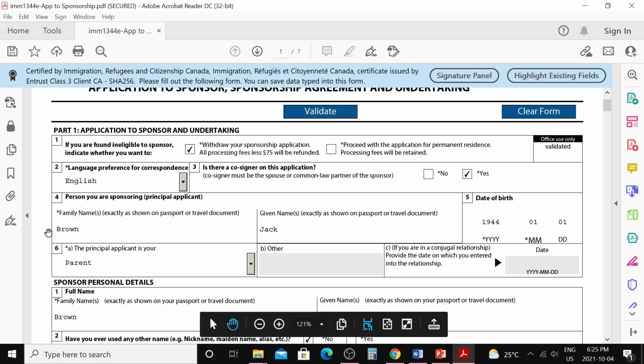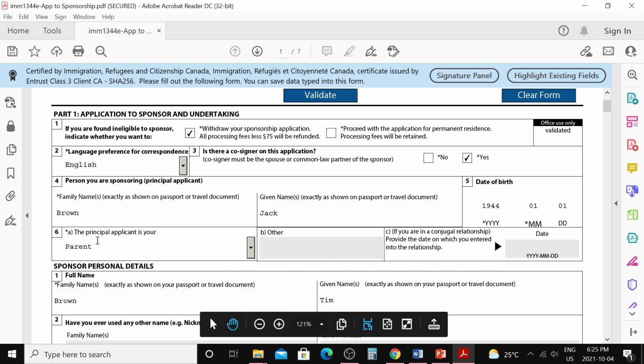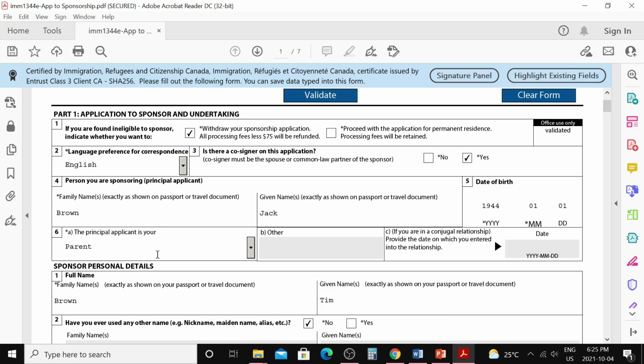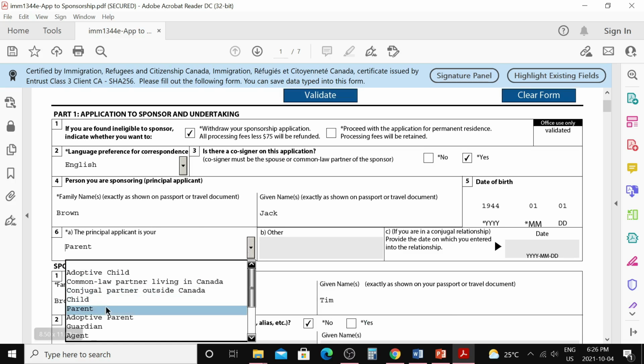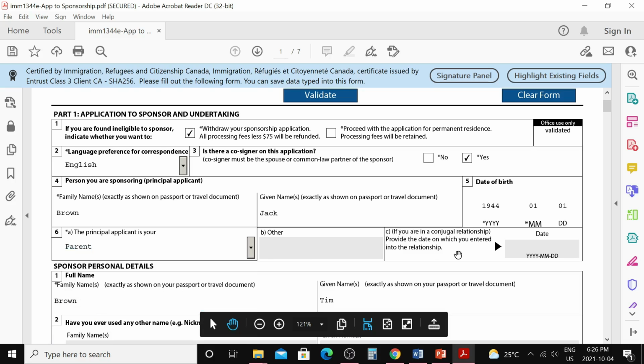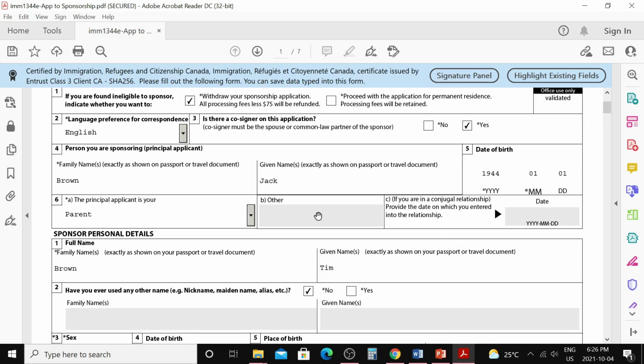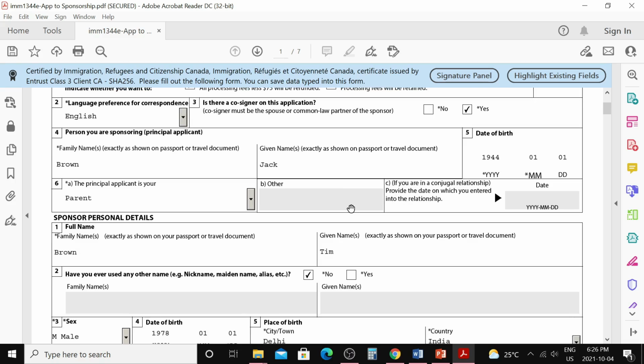In my case, suppose the family name, the surname, is Brown and the given name is Jack. But if on your passport there is no family name, only a given name like Jack Brown, then what you can do is just leave the given name blank here and write Jack Brown in the family name. Then the date of birth of the principal applicant. Then the principal applicant and sponsor relationship, you can choose one of the options here, so like parent. And then these two questions are not for a parents application, so you can just leave them.